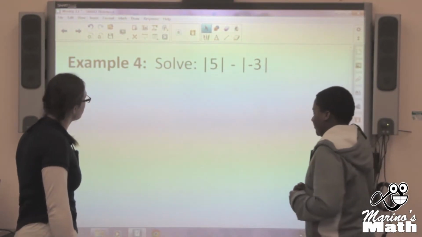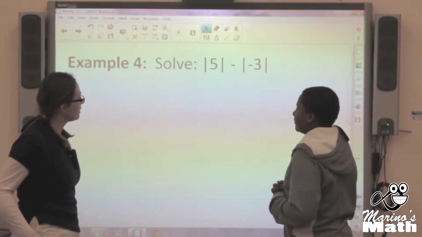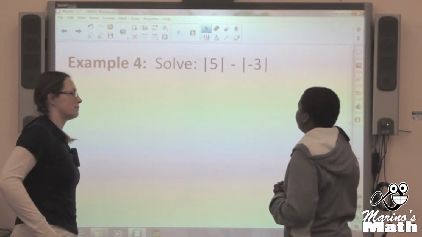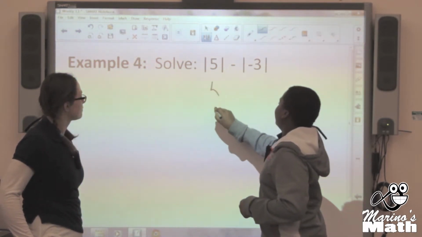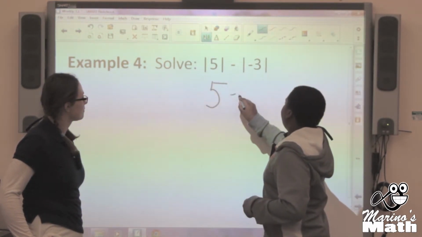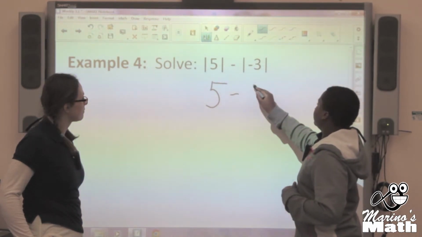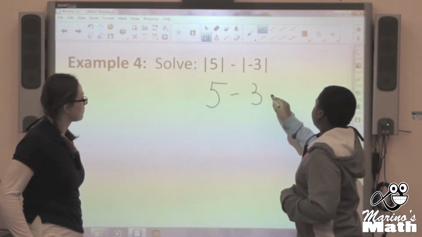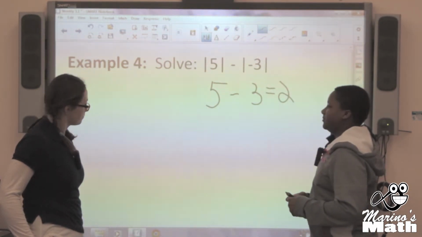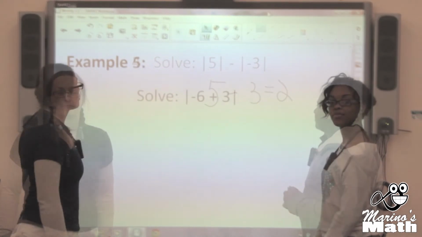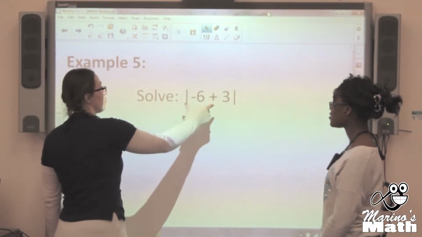And here we have example 4. Solve the absolute value of 5 minus the absolute value of -3. So first we start off with the absolute value of 5, which would be 5. Minus, and then we do the absolute value of 3, which is going to be positive, so it would be 3. And then we just solve the equation, which would be +2.